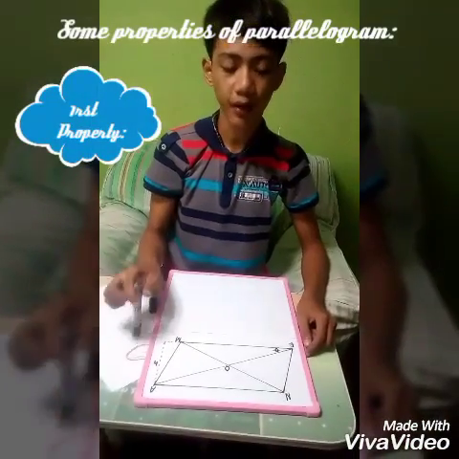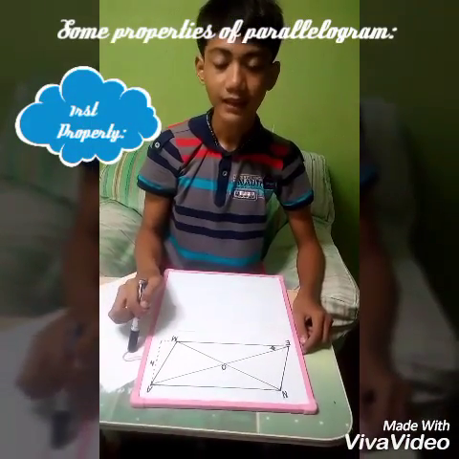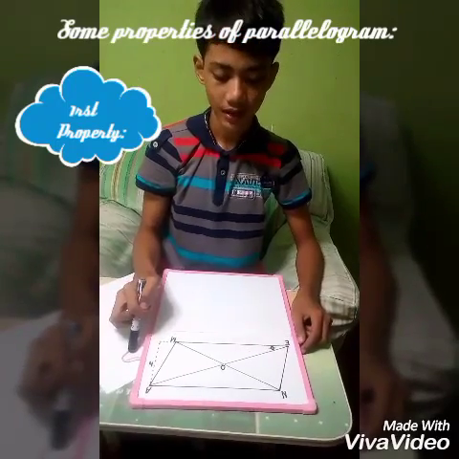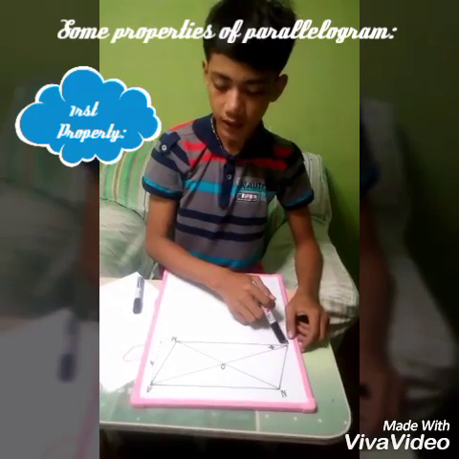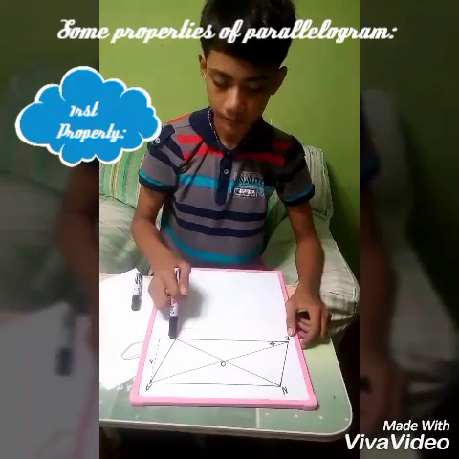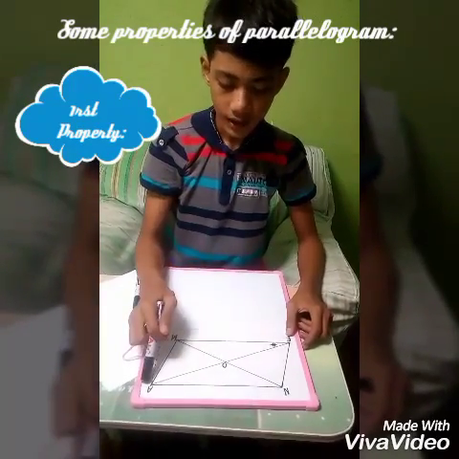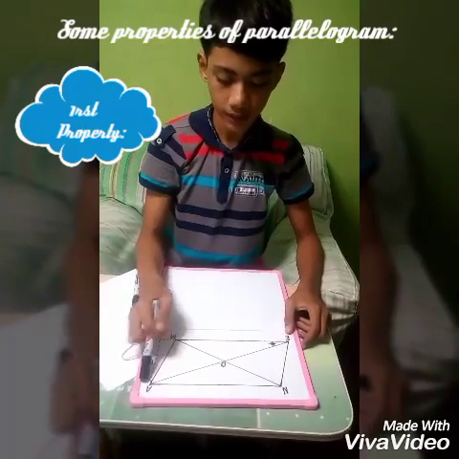The first property of parallelogram is that it has two pairs of parallel sides. In this figure, line segment NE is parallel to line segment AM, and line segment NA is also parallel to line segment EF.